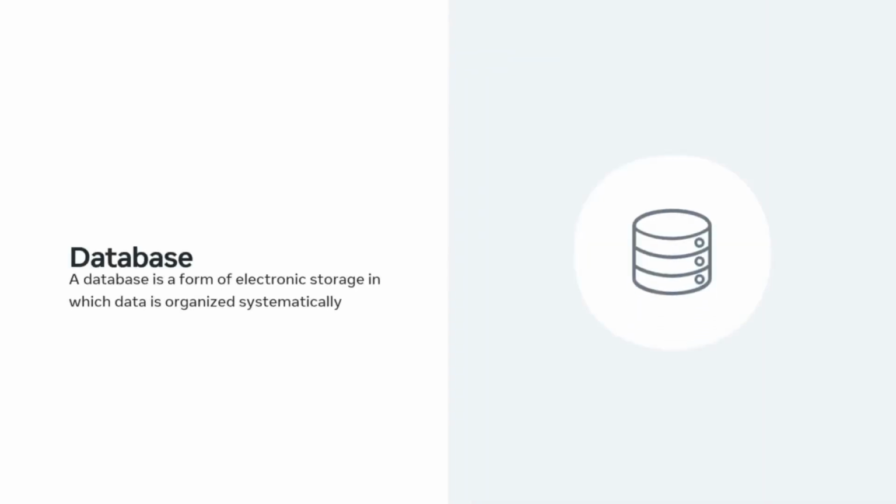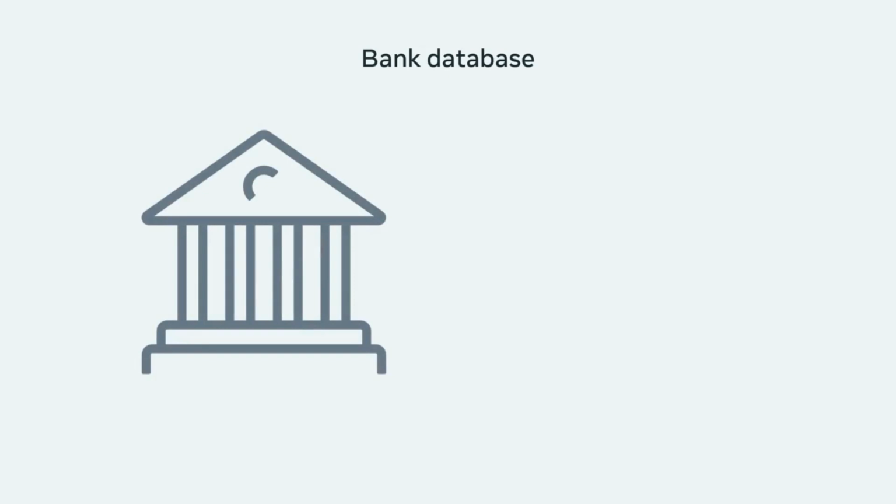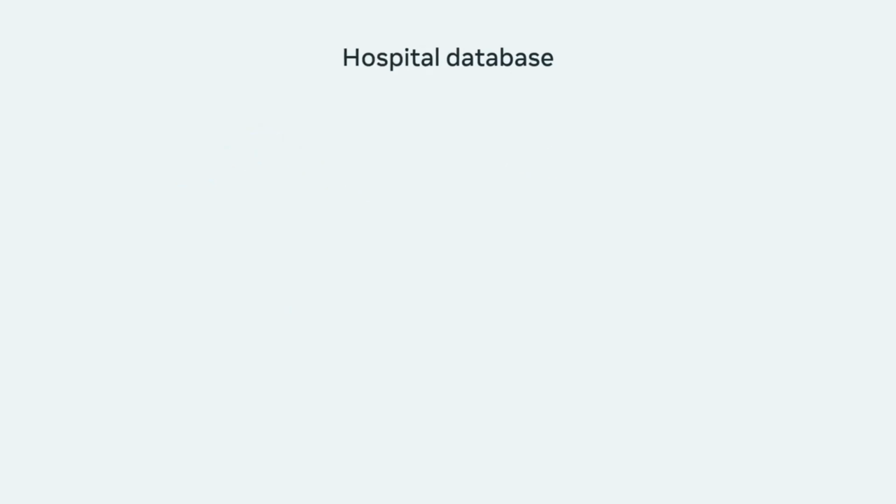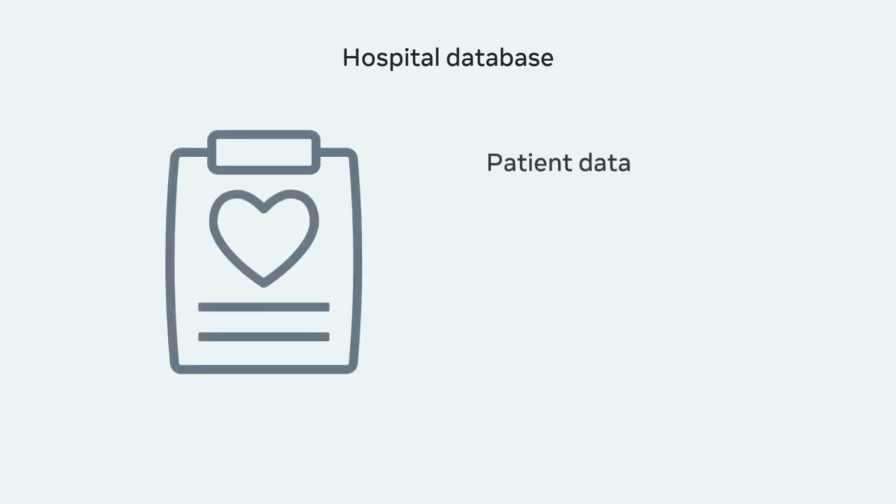But where is all this data stored? In our digital world, data is no longer stored in manual files. Instead, developers use something called databases. A database is a form of electronic storage in which data is organized systematically. It stores and manipulates data electronically to make it more manageable, efficient, and secure. There are many real-world examples of where databases are used. For example, a bank can use a database to store data for its customers, bank accounts, and transactions. And a hospital uses a database to store patient data, staff data, laboratory data, and much more.